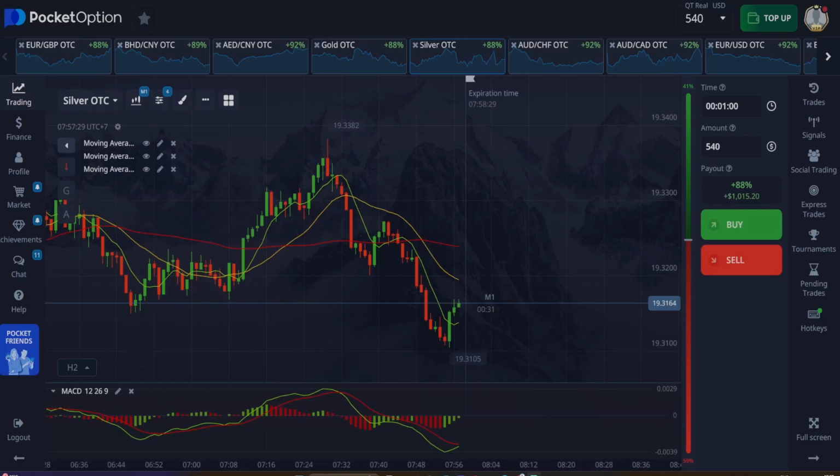Today we're trading on Pocket Option with a starting balance of $540 and I'll be using the compounding strategy. This strategy is very powerful because every profit we make will be added to the next trade, allowing the account to grow faster while still keeping risk under control.